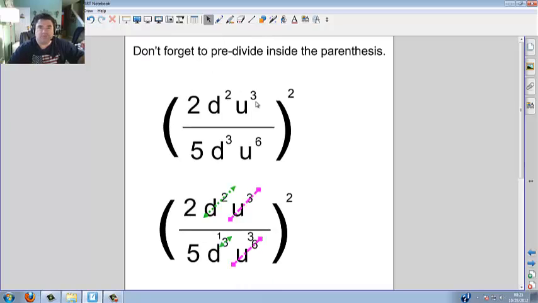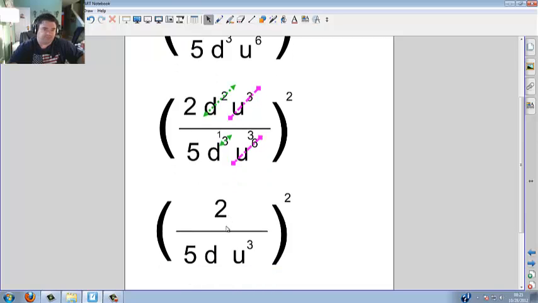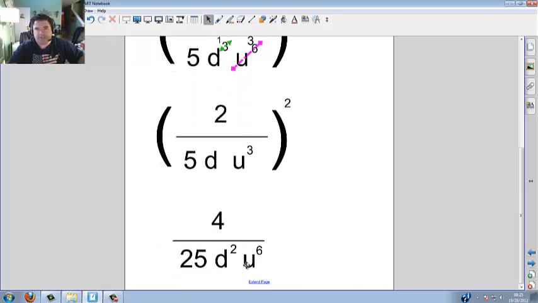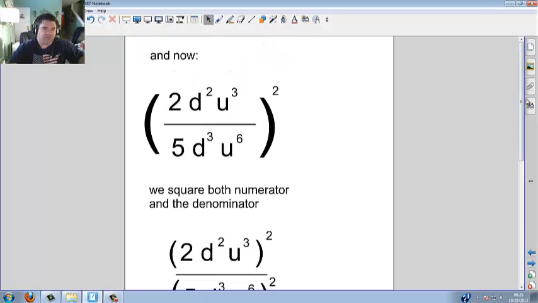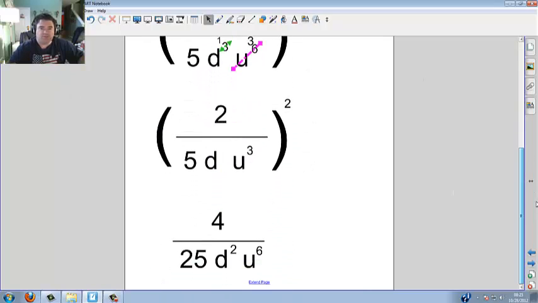But you can pre-divide. In other words, since all this is contained now and the square is on the outside, you can do the stuff inside the parentheses first. So we can go ahead and take 2d's versus 3d's and put the 1d on the bottom, and take 3u's versus 6u's and put the 3u's on the bottom. So it looks like this when we're done. Much easier to manage. I square this now and I get my finished answer either way. To be honest, I don't care if you do it this way first and work it out, or you want to pre-divide and work it out.